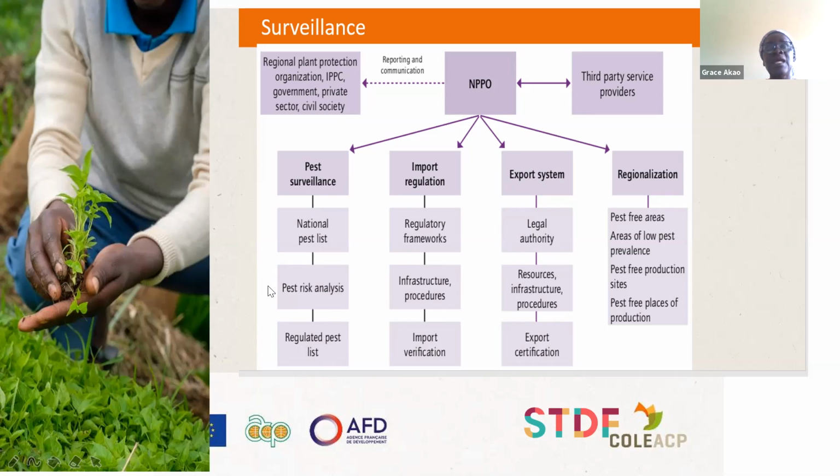So you see surveillance, you get your national pest list, you do your pest risk analysis, you have your regulated pest list, and then import regulation, which is at the same level with pest surveillance. Under import regulation, you are doing regulatory frameworks, infrastructure, procedures, and import verification. The same thing with export system and pest regionalization. This, however, draws also its strength from surveillance, drawing its strength from ISPM 6. So you see the importance of this.